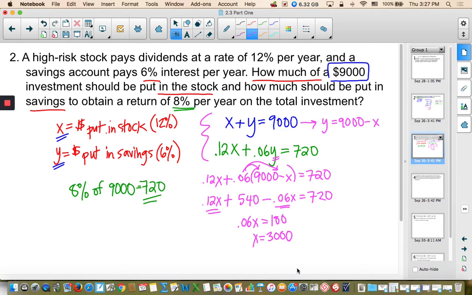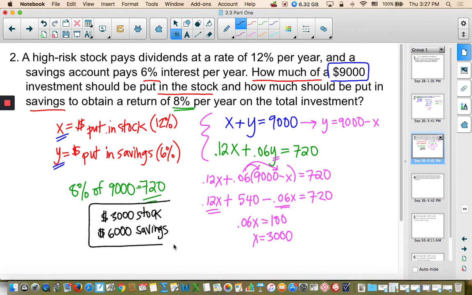All right, so what did I find? I found that I am going to put 3,000 in stock, because that's what my X stood for. So 3,000 in stock. And remember that I had 9,000 total dollars, which means there would be 6,000 to put in savings. And that is number 2. You will have problems like this in your LT check. These are very typical systems of equations kind of problems that we see in many places.